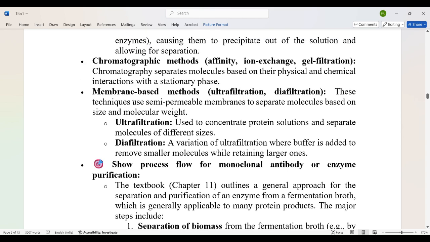Chromatography methods, we can spend a whole day discussing different chromatography techniques. Ion exchange is there, including anionic exchange and cationic exchange chromatography, hydrophobic interaction chromatography, affinity chromatography, and size exclusion chromatography.